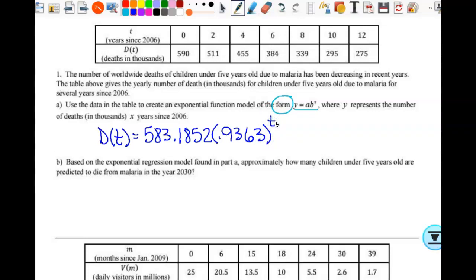Any questions about how to get that from the calculator? All right, so here's where I want to make sure that you fully understand what I'm saying. And I'm going to show you and actually do for you what not to do.